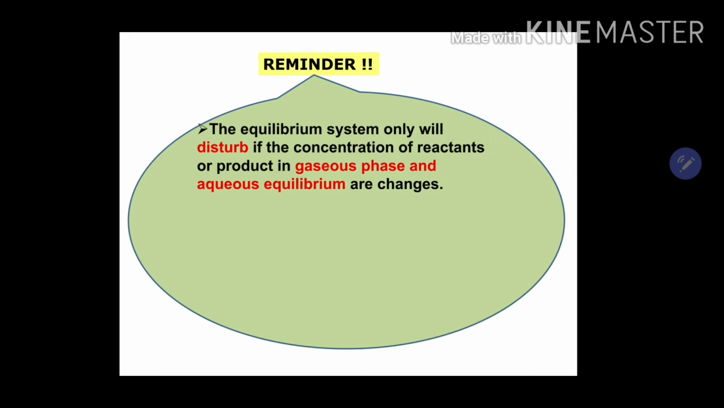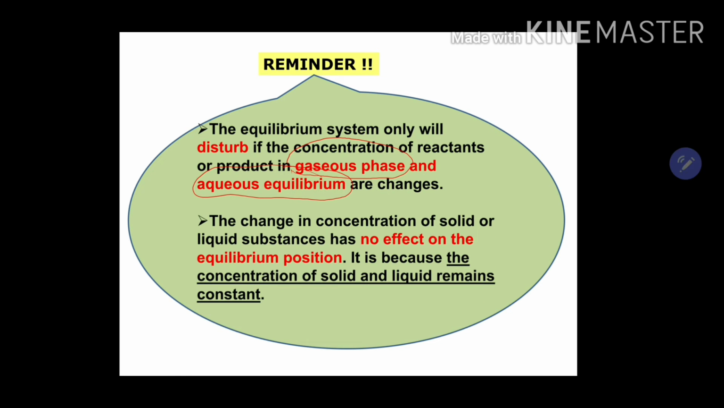Keep in mind, the equilibrium system will only be disturbed if the concentration of reactants or products in the gaseous phase and aqueous phase are changed. So the change in concentration of a solid or liquid substance has no effect on the equilibrium position. Why? Because the concentration of solid and liquid remains constant.